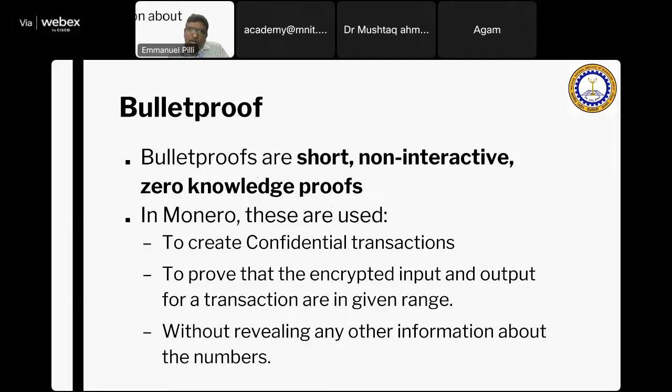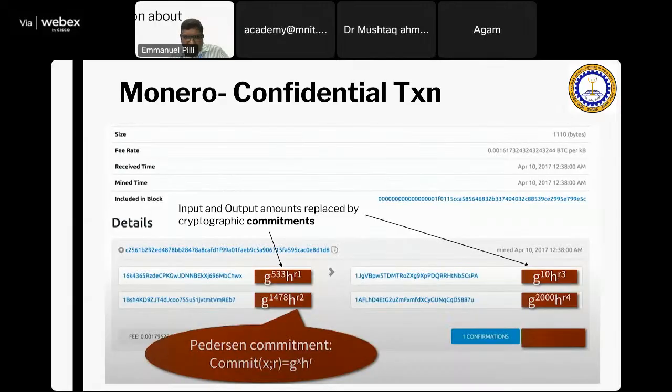Actually, bulletproofs are called short non-interactive zero knowledge proofs, NIZKP. Zero knowledge proofs you must have studied, you must have heard somewhere. Bulletproofs are non-interactive zero knowledge proofs. So these are used basically to create confidential transactions. They prove that the encrypted input and output for a transaction are in a given range, and without revealing any other information about the numbers, you can get the transaction.